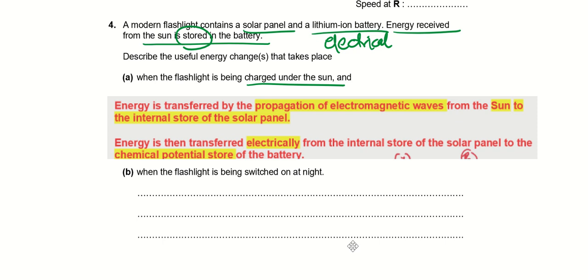Okay, energy is transferred by the propagation of electromagnetic waves. Now, what are actually electromagnetic waves? We haven't really learned it yet. You will learn it in the subsequent chapters. So this is actually a wave that is coming from the sun.